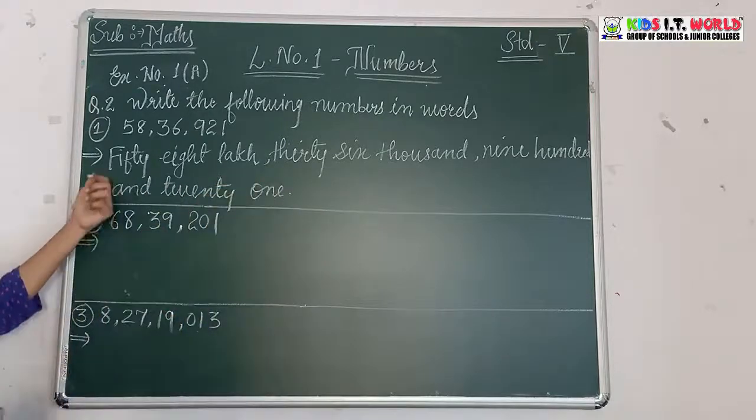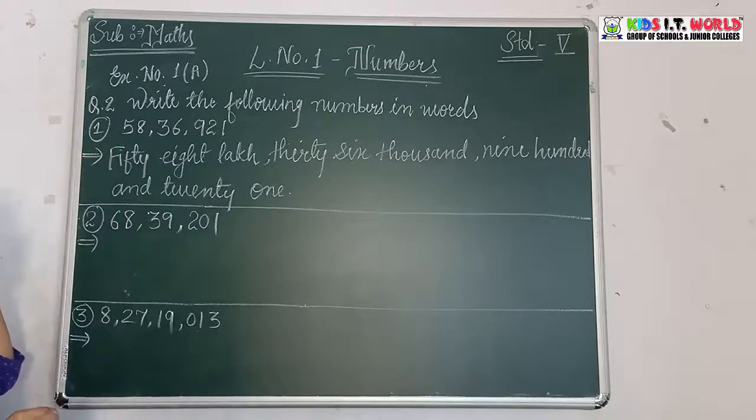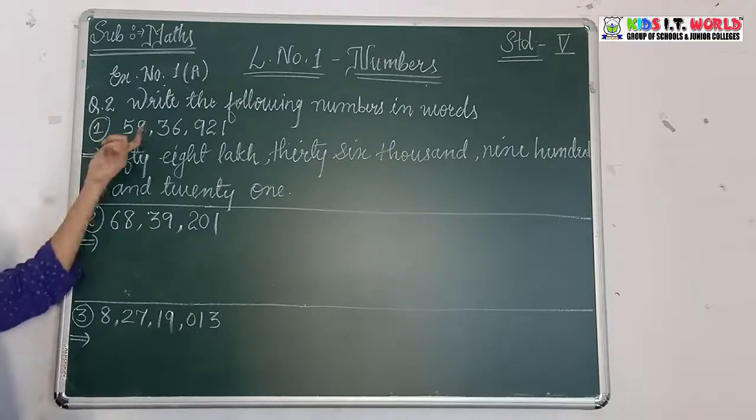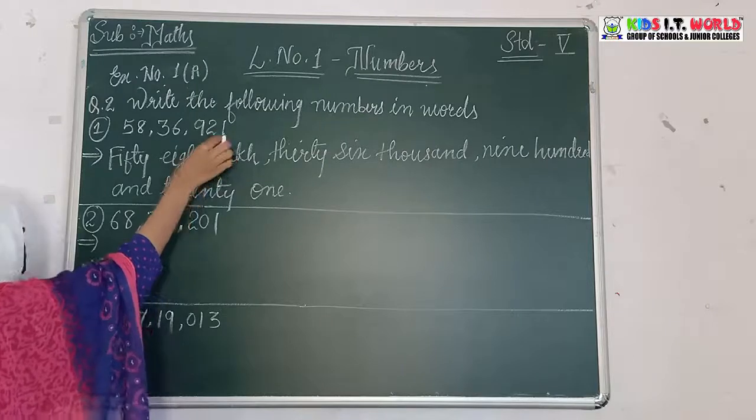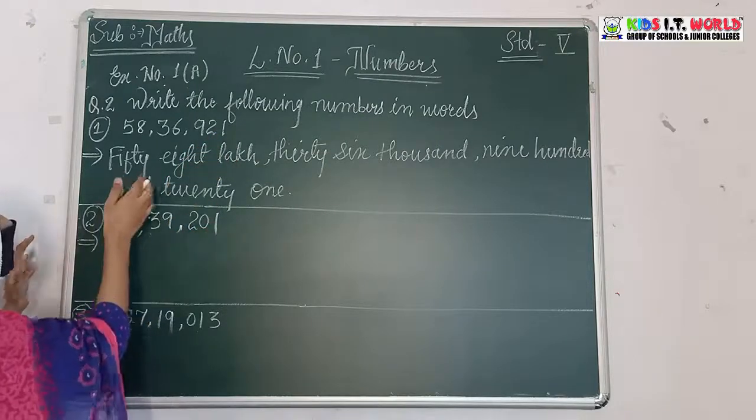In this way, you have to write it in the wording form. Whenever you are writing it in the wording form, if you are confused about the place value, start reading the place value from the words. So you can easily write it in the wording form.